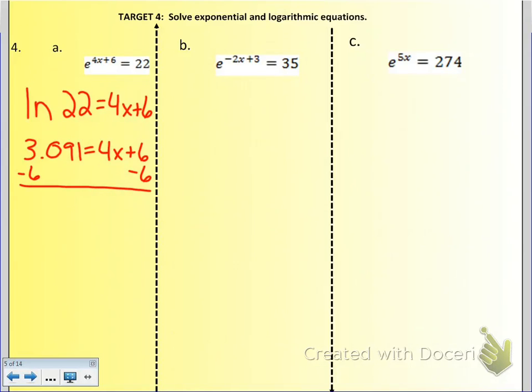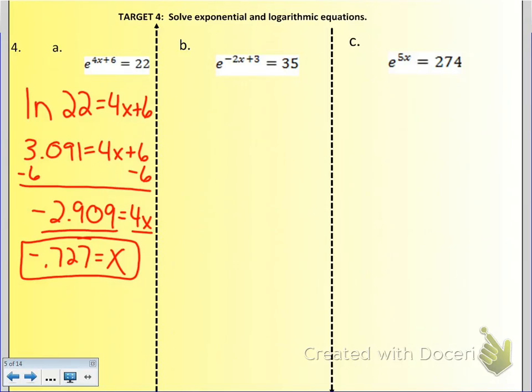We subtract 6 from both sides, we get negative 2.909 equals 4x. Divide both sides by 4. And x equals negative 0.727. Oh, sorry about that. So negative 0.727. And that is your answer. Okay? Give B and C a try. Come back to check your solutions.